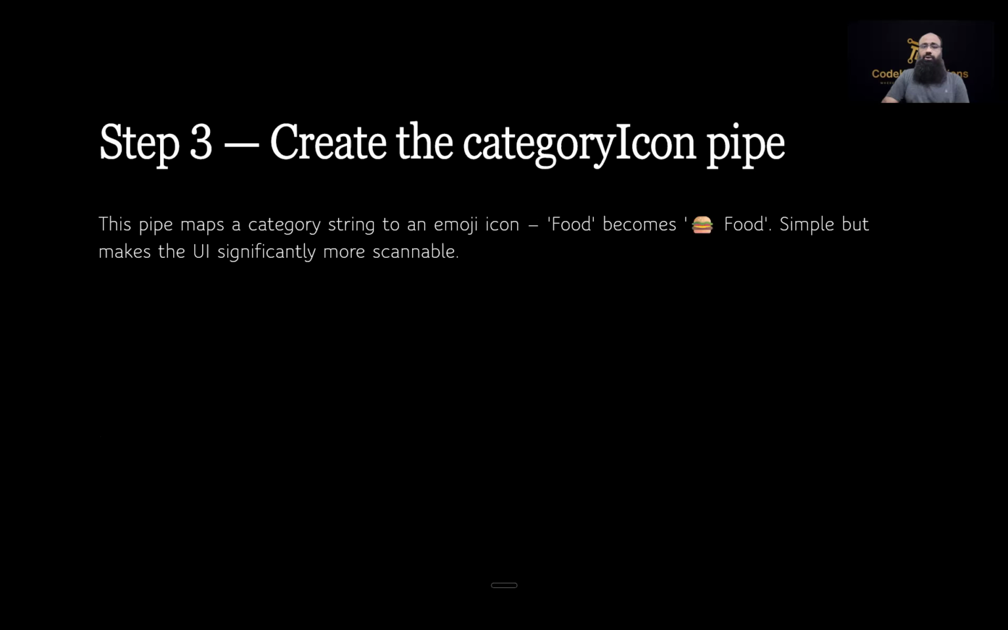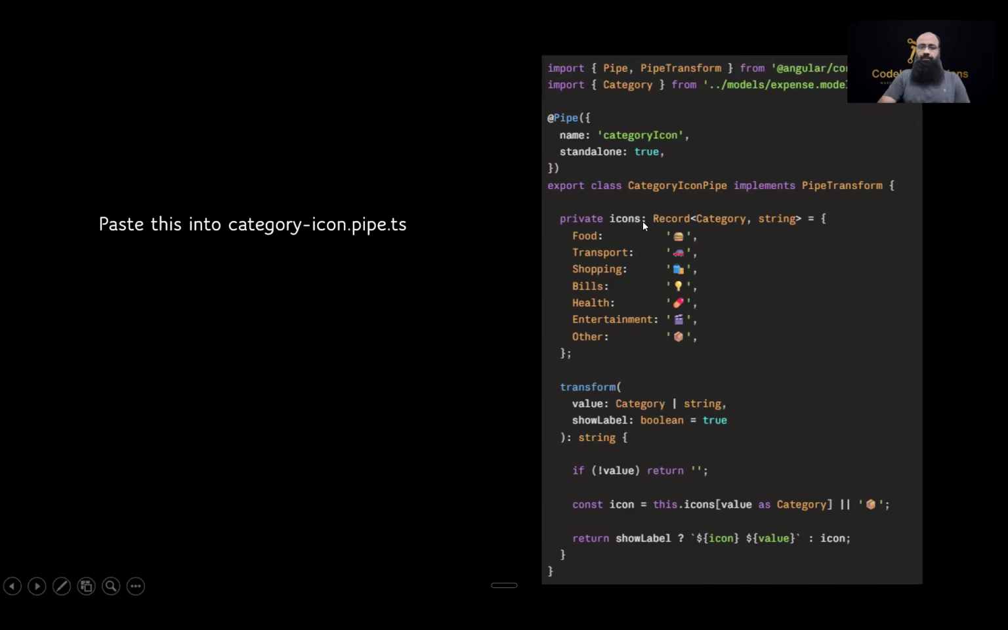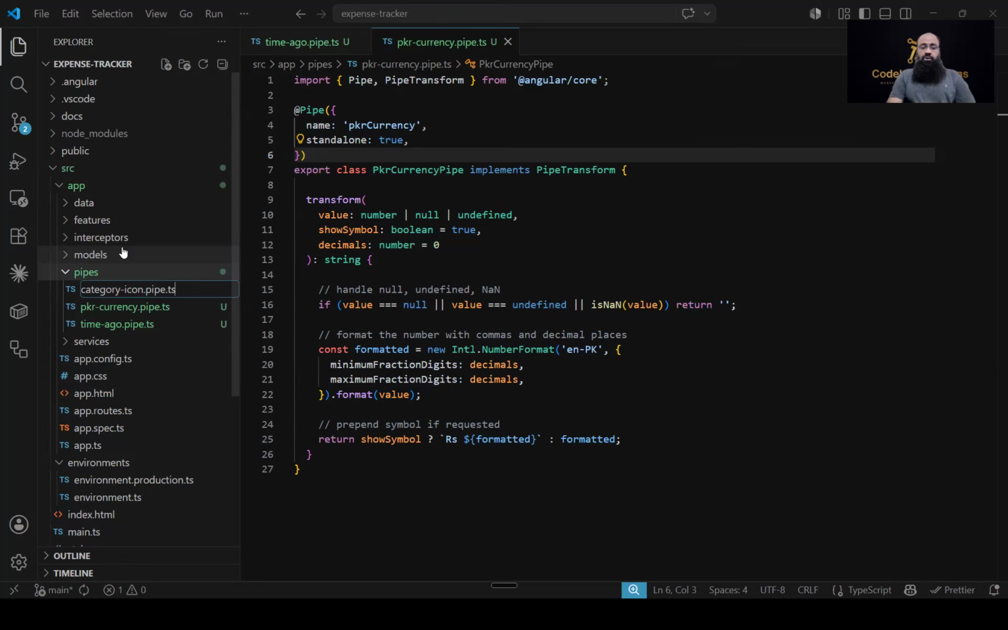So let's go for the third category, the icon pipe. We need to create a new file called category-icon.pipe.ts. Let's create that category-icon file, in the same folder, which is pipe. This is the code over here. Let me copy this. So I've created this file.